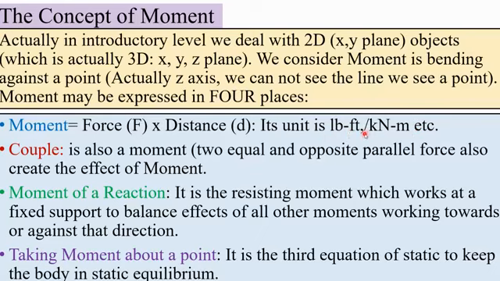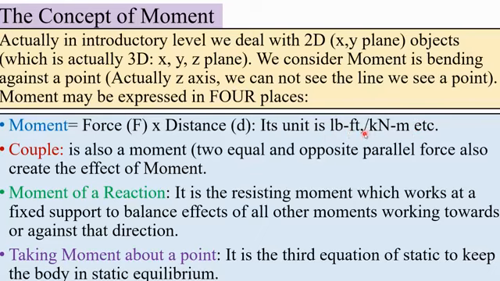Now couple. What is a couple? It is also a moment. Two equal and opposite parallel forces also create the effect of a moment. I'll explain in the next slide. Moment of a reaction: if there is a fixed support, we have three reactions. One is vertical, one is horizontal, and one is the moment. It resists the moment which works at the fixed support to balance the effect of all other moments working towards or against the direction.